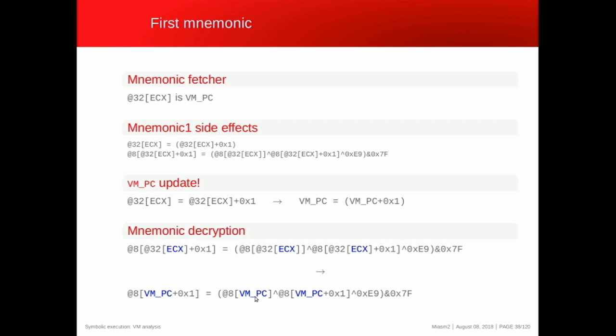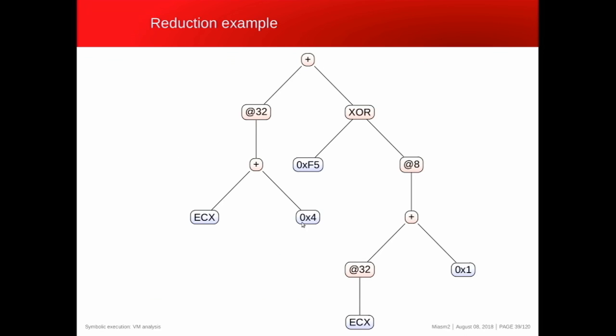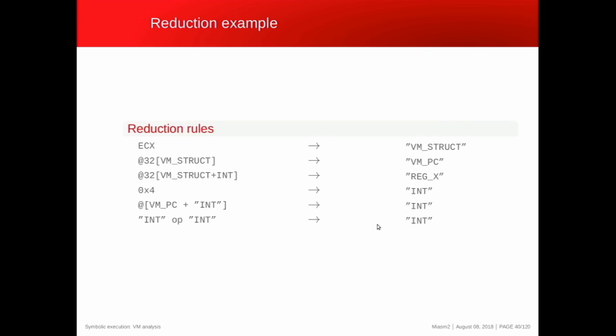So we will write those reduction rules in Miasm. And after this, we will try to symbolically emulate the rest of the mnemonics, and we will apply this reduction, and Miasm will automatically give this kind of equation. So it will give you back the original code of the mnemonic. For example, if you have such an equation here, you have such a tree, and the reduction will do this.